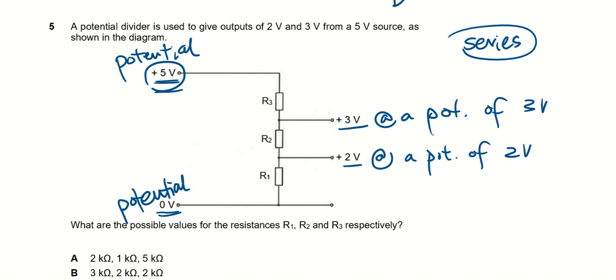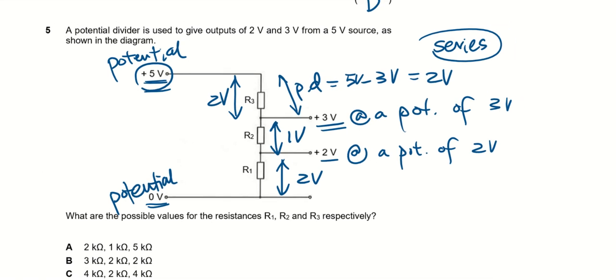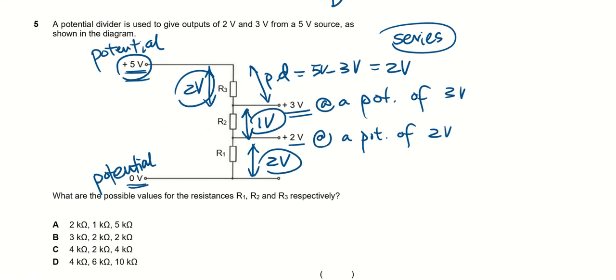So if I were to compare 5 volts and 3 volts, the potential difference over here will be a difference of 5 and 3, giving me a potential difference of 2 volts. Whereas for this, I will have a potential difference of 1 volt, and this, 2 volts. So you see that this is 2 volts, this is 1 volt, and this is 2 volts. Because they have the same current going through them, the resistance must take a ratio of 2:1:2.